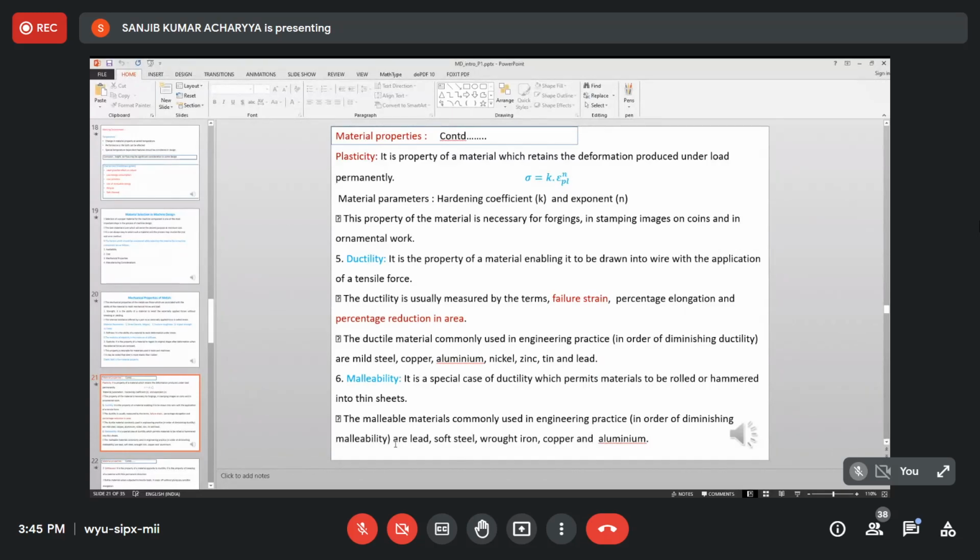And what is the measure of this ductility? Generally, for simple measurement, we measure the ductility of the material by failure strain, or percentage of elongation, or percentage of reduction in area. Any of these three parameters can be representative of ductility of the material.